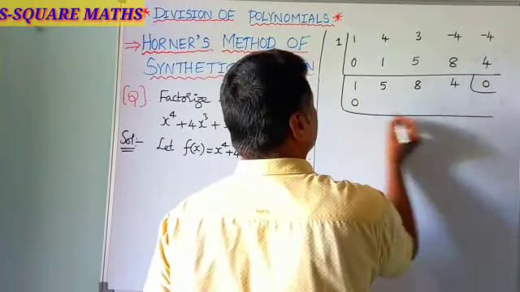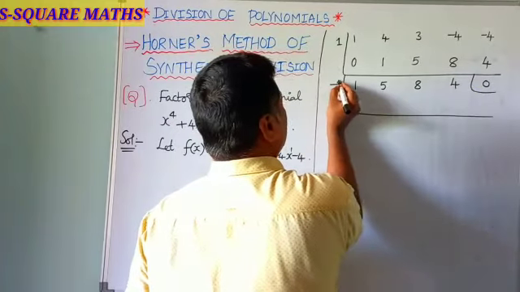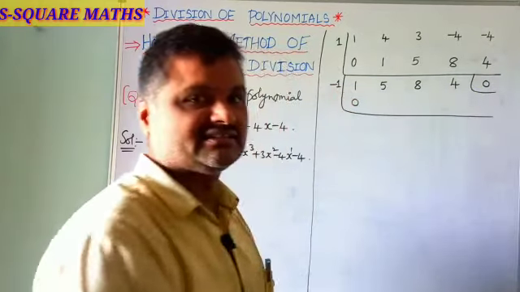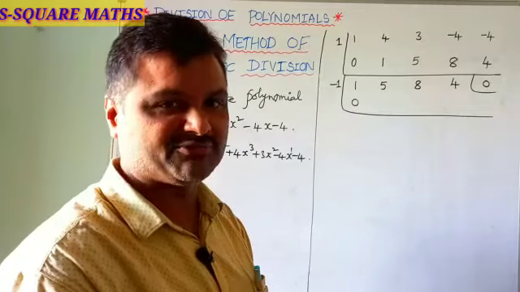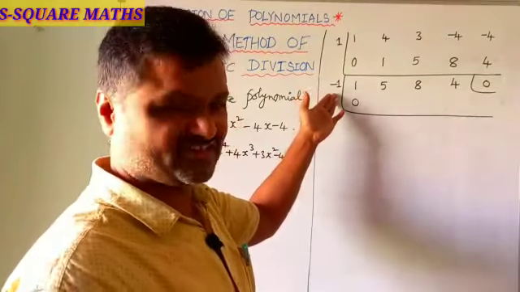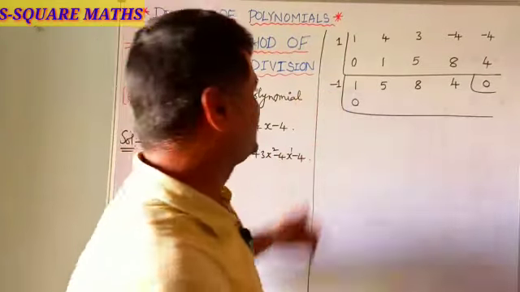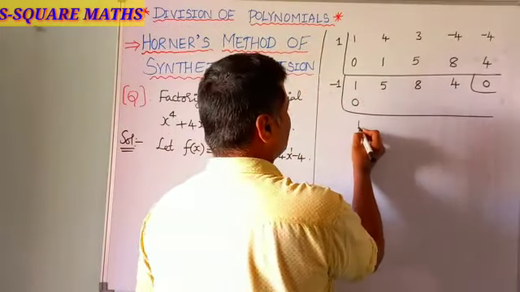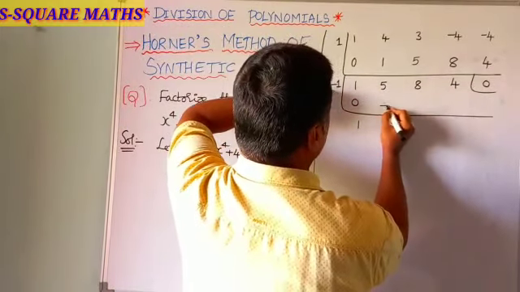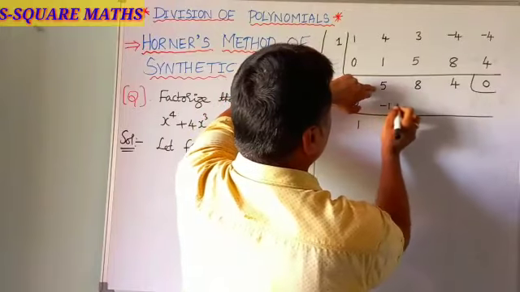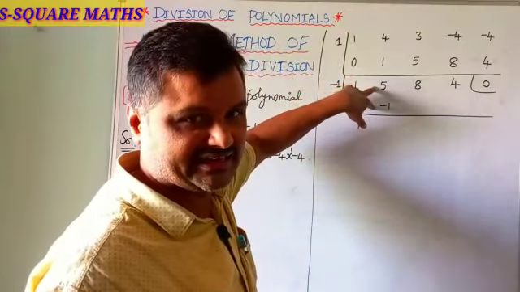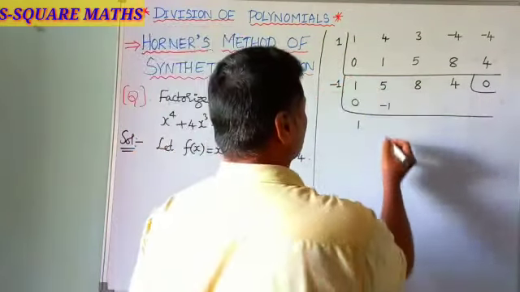So, again place 0 here and minus 1 I am taking as the 0 of the polynomial. I am checking it. Nothing but x plus 1 is a multiplier factor here. So, 1 plus 0 gives you 1. 1 into minus 1 is minus 1. 5 plus minus 1, so 5 minus 1 is 4.